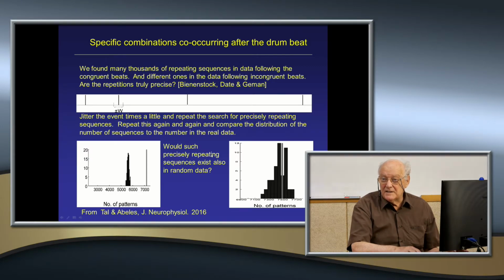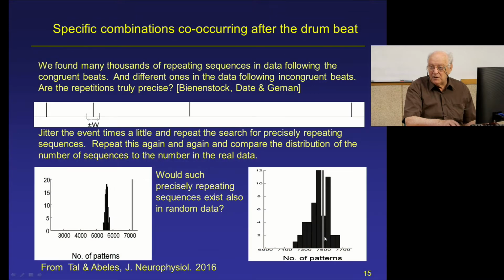Maybe something like this can be found also in random data. So we repeat the thing with random data. We change the detection threshold until we get about an equal number of repeating sequences in the random data. But when we jitter the timing, you see that the distribution is right around where the center was. So in random data, we do not see anything precise. In real data, we see high precision.